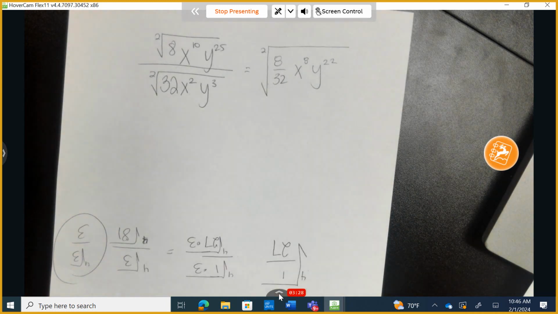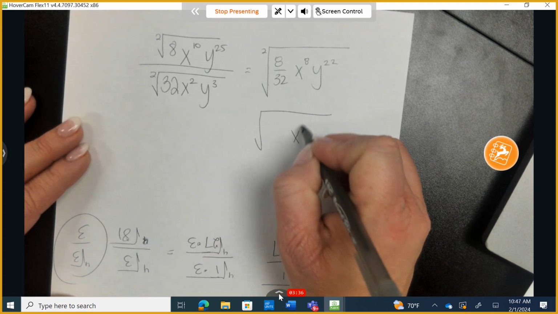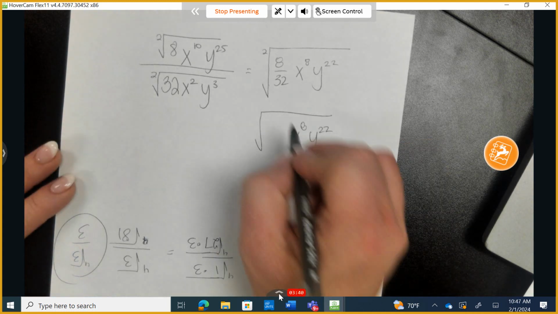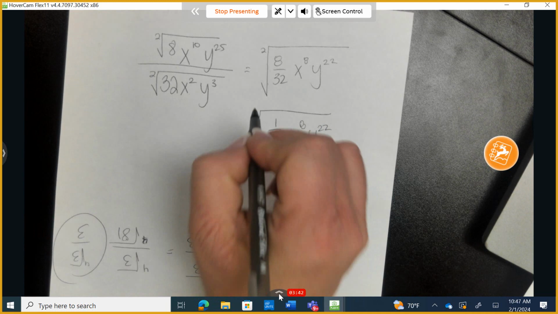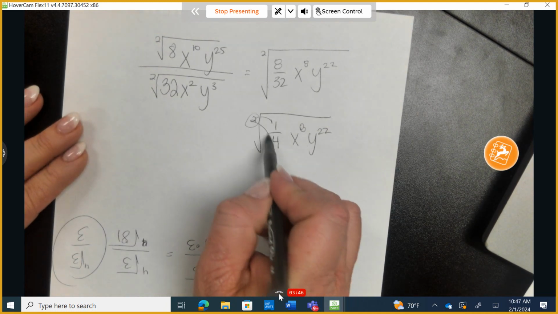On your calculator, if you're not confident doing this in your head, take 8 divided by 32 and hit math, fraction, enter, enter. What do you end up with? You end up with 0.25, which is equivalent to 1 over 4. Okay, you ready? We need to apply this nth root to the 1 and to the 4.